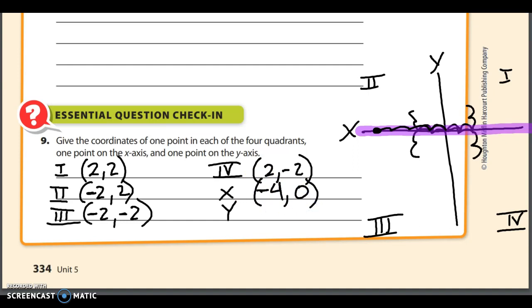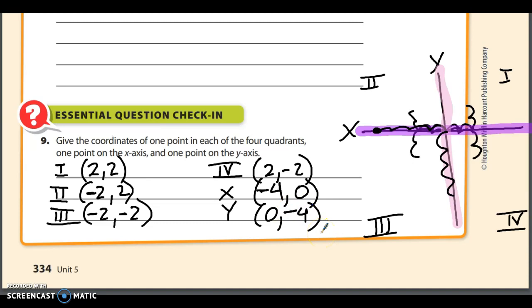And then how about the y-axis? How do I get a point on the y-axis? How about go down a few spots? But think about this. If we go down a few spots but we don't go left or right, that means the first coordinate is 0, because the first coordinate tells us to go left or right. So if I put 0 from the origin, that means I don't go left or right. I just stay right on the y-axis, and then go down 4 would be 0, comma, negative 4.